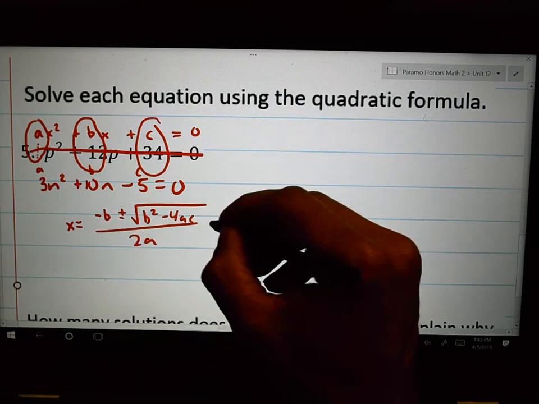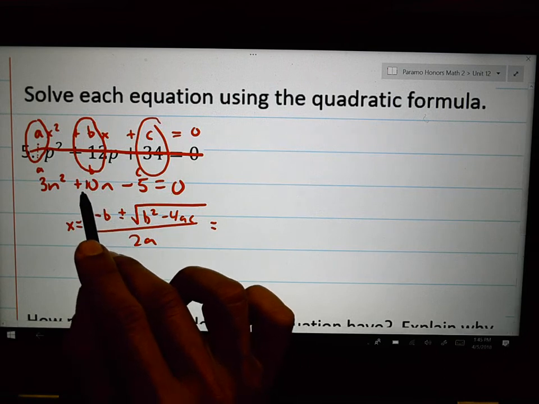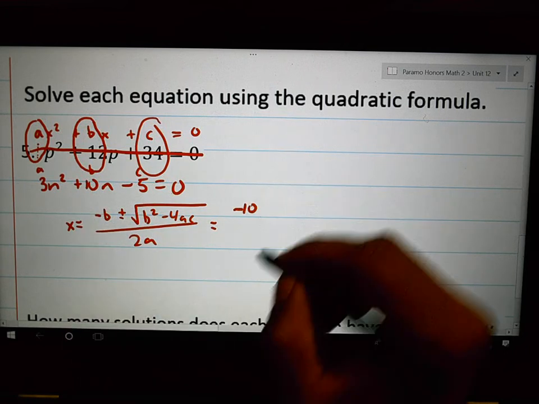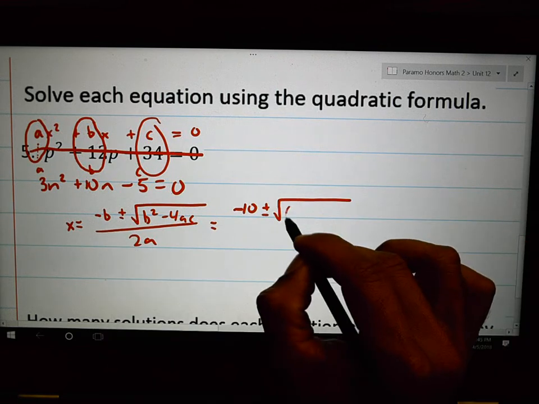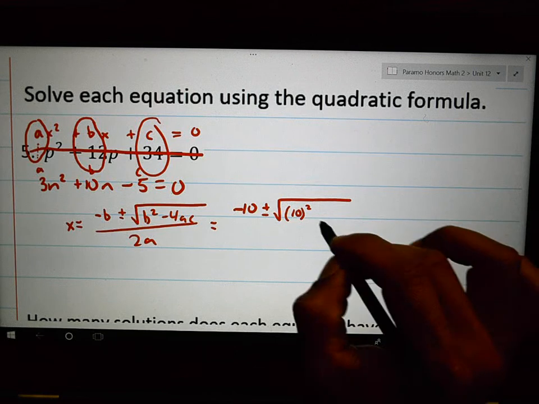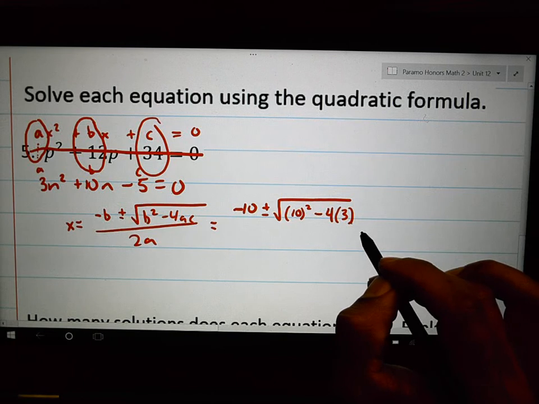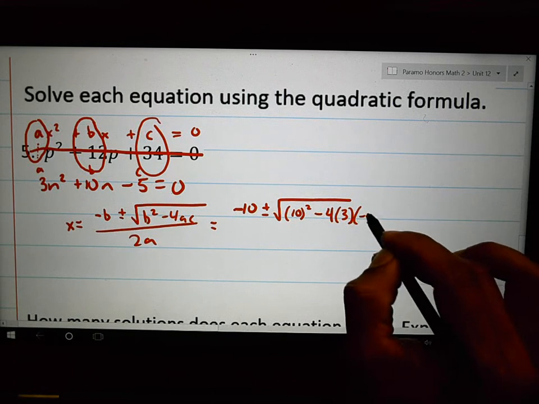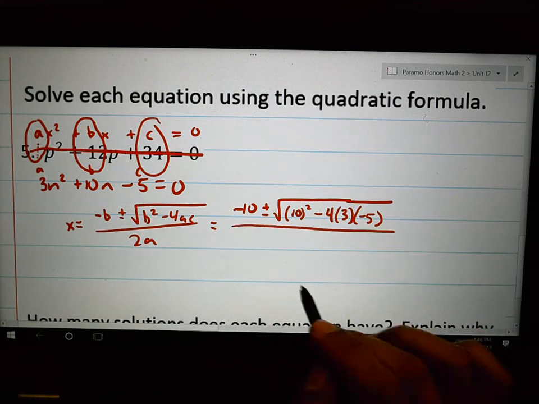Hey, what does -b mean? It means the opposite of b. Instead of a positive 10, we use -10. Plus or minus radical b squared. I usually will put my b squared in parentheses, but if you want to do that part in your head, feel free to do 10 squared is 100. Minus 4. A is a 3. For AC, C is a -5. I'm putting that in parentheses so that I remember that it's all multiply on that side. Over 2a.